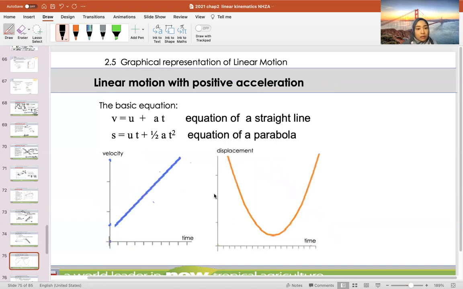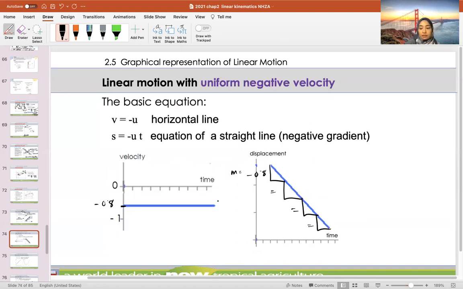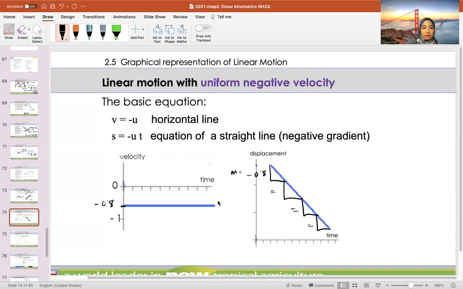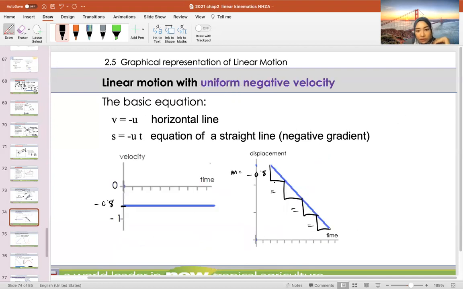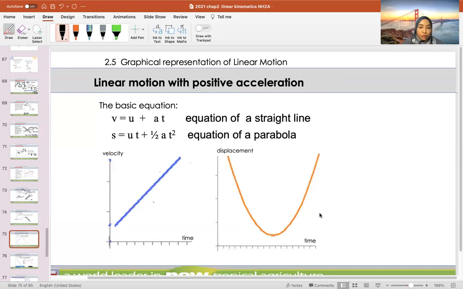Okay, and then we have a linear motion with positive acceleration. So tadi kita cakap pasal V straight line. Yang ni V straight line, this is also V straight line. So straight line kat V akan dapat macam ni lah. Straight line V negatif akan dapat line yang ke bawah lah. Okay, I don't know what to call it.